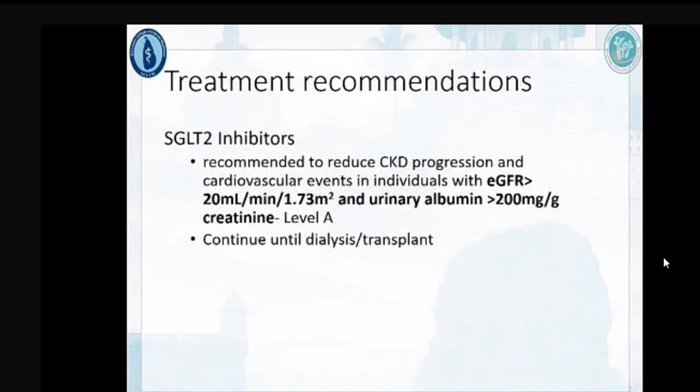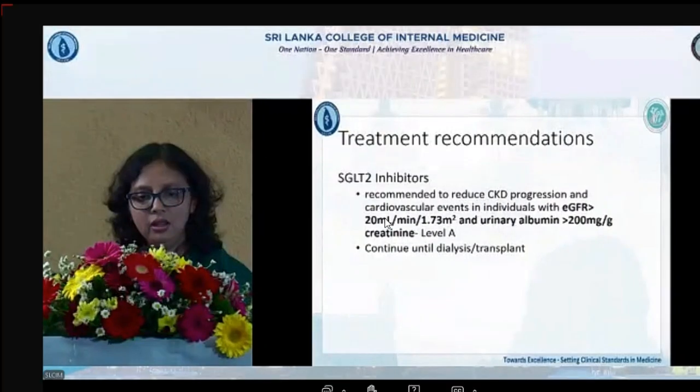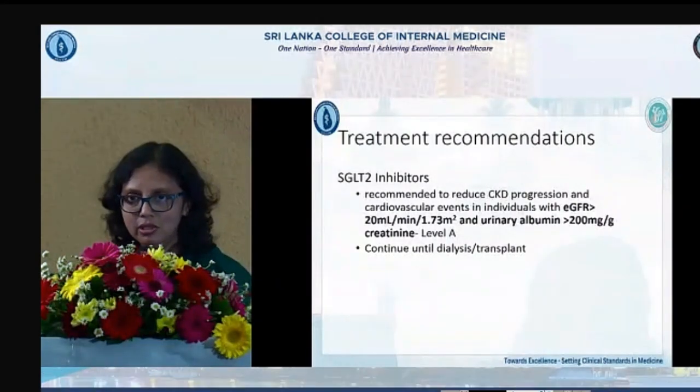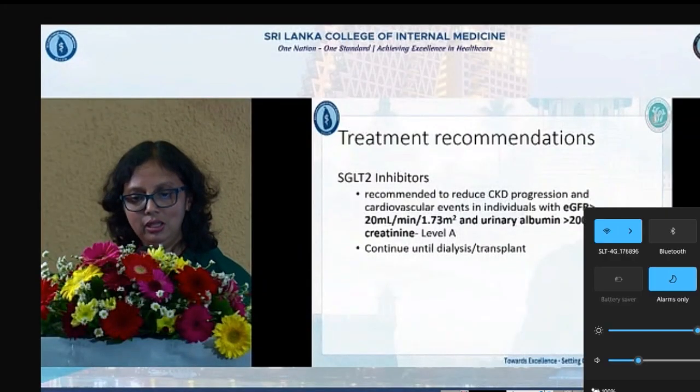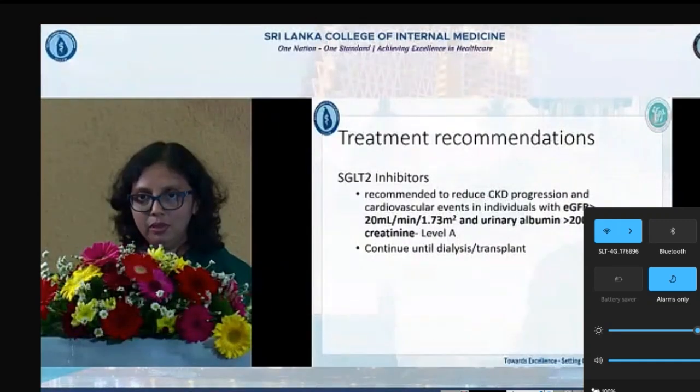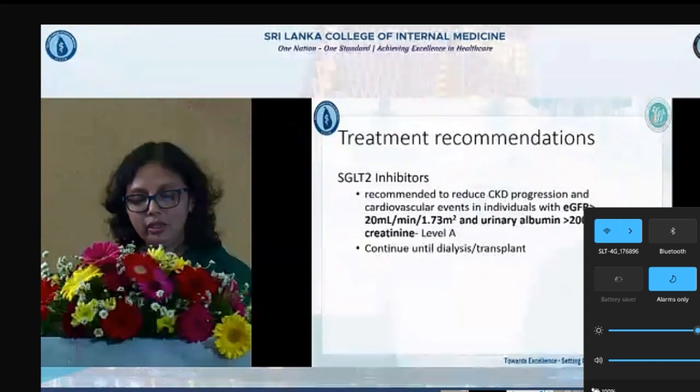The second group of drugs are the SGLT2 inhibitors. These also have been definitely proven to reduce CKD progression. And not only that, because diabetic kidney disease is closely linked with cardiovascular mortality in diabetic patients as well, it has a dual action in reducing cardiovascular events. So an SGLT2 inhibitor should be considered in any diabetic patient whose eGFR has dropped, even down to 20, we can start it. And also if the urine albumin creatinine ratio is high. So this is level A evidence now, and it is strongly recommended.